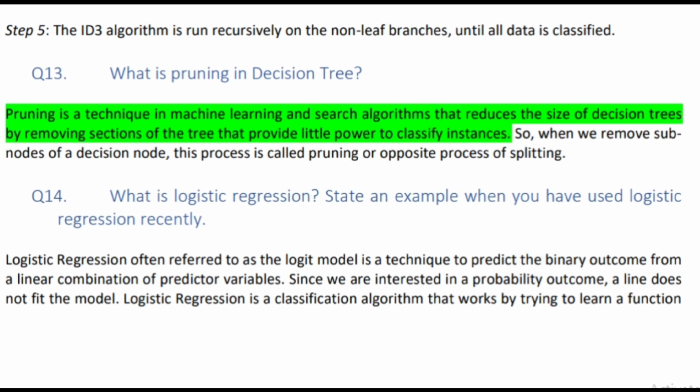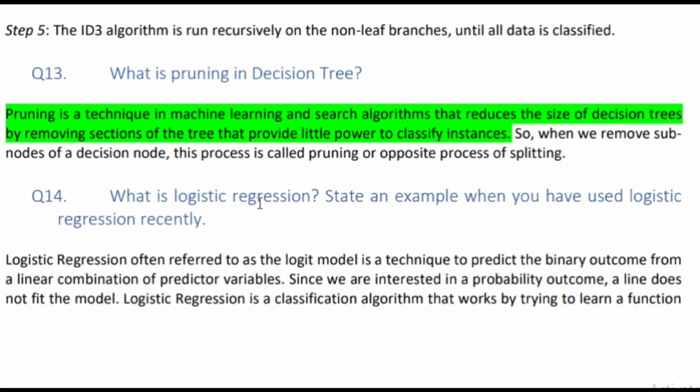Question number 13. What is pruning in a decision tree? Pruning is a technique in machine learning and search algorithms that reduces the size of decision trees by removing sections of the tree that provide little power to classify instances. So when we remove sub-nodes of a decision node, this process is called pruning, or the opposite process of splitting.